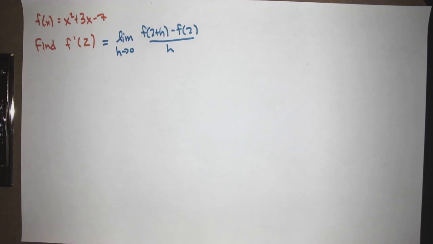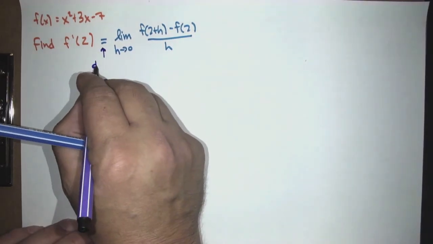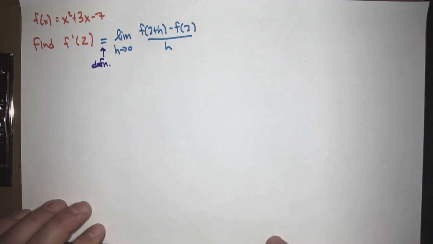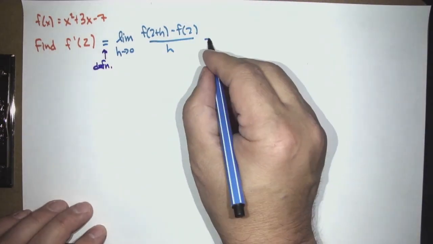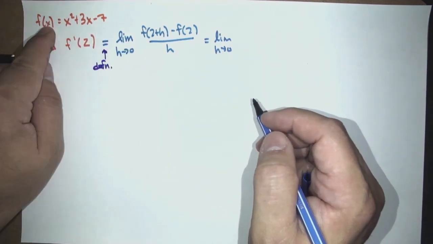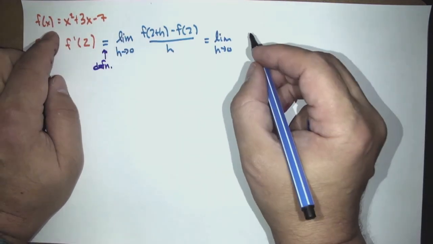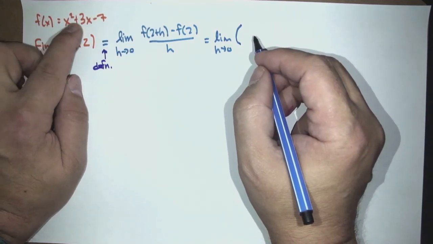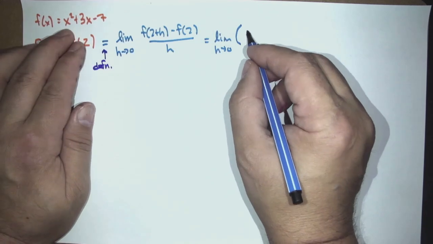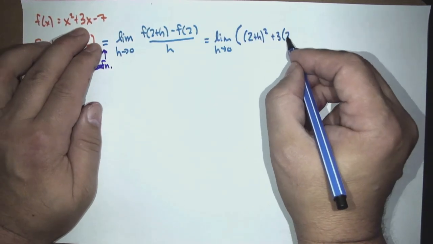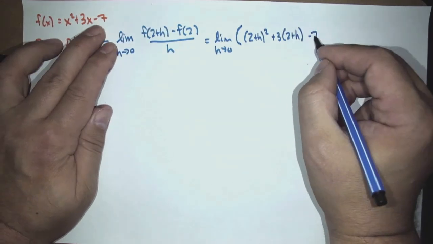So far, all we've done is definition. Good. Now, what do we do next? We say, well, what is f of 2 plus h? So we follow our f of cat mentality. We're going to use parentheses because parentheses save points. Everywhere we see x, we put 2 plus h. So we get (2 plus h) squared plus 3 times (2 plus h) minus 7.